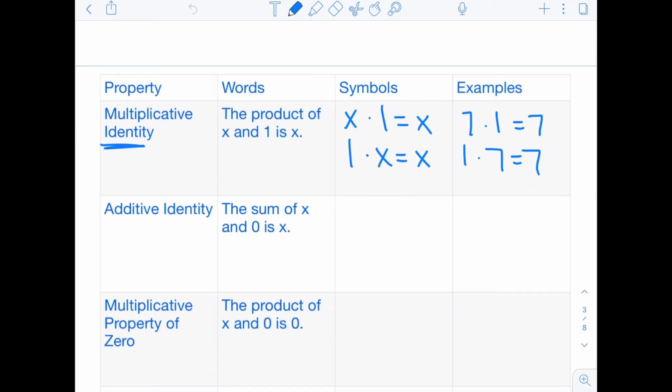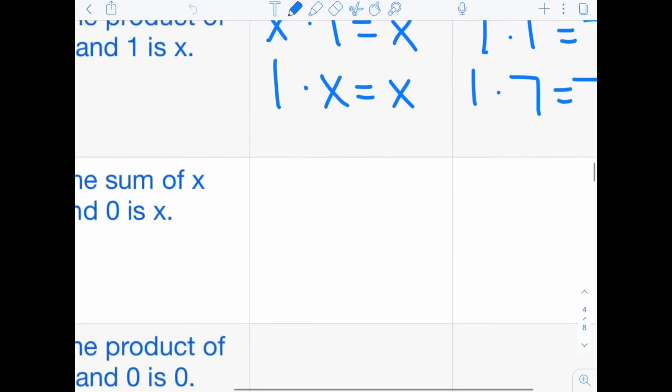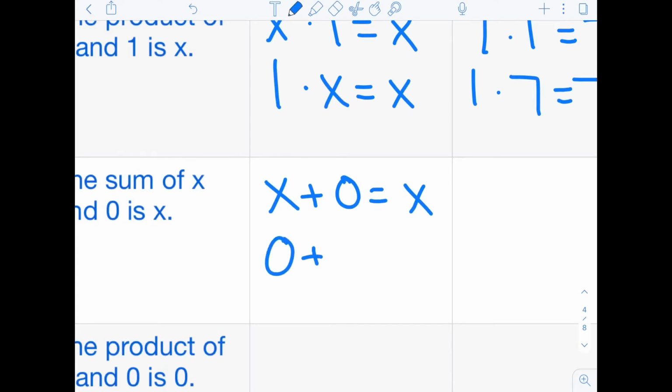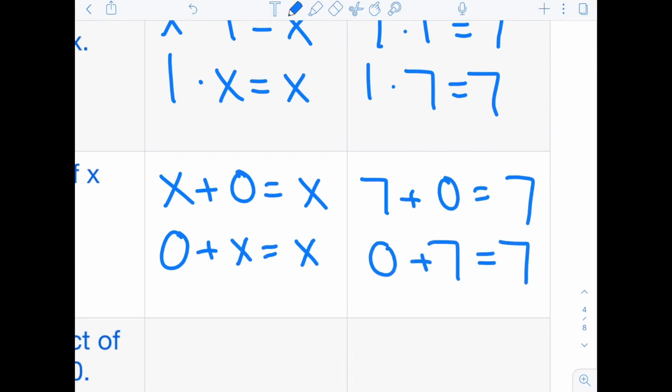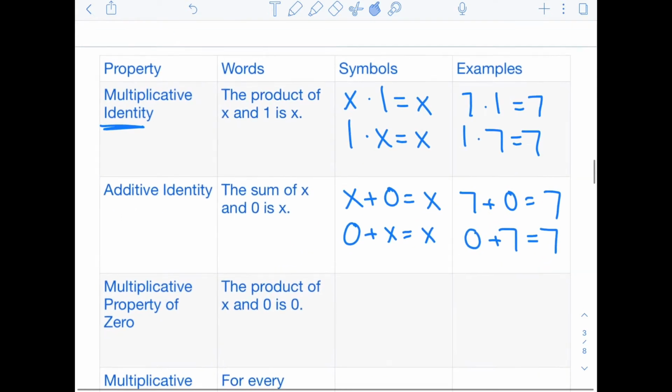For the additive identity, to maintain the same identity for addition, we have to just add 0. Because the sum of x and 0 is x. So x plus 0 equals x, and 0 plus x also equals x. So for example, x could equal 7, so 7 plus 0 equals 7, and 0 plus 7 equals 7. So for multiplication, to maintain the same identity, we multiply by 1, and for addition, we add 0 to keep the same identity.